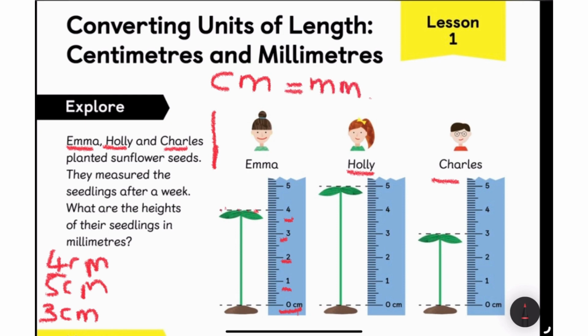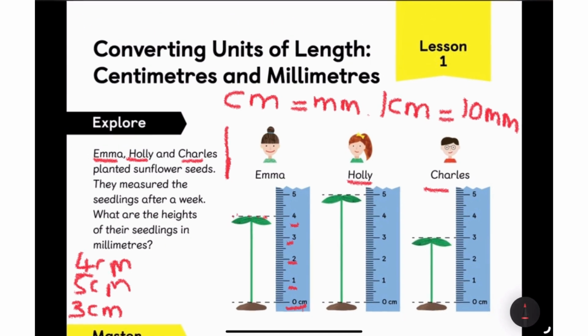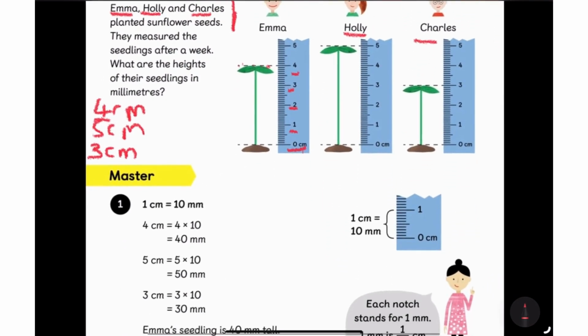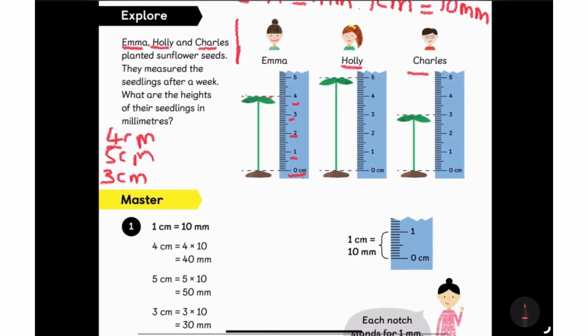That is how, as and when we go ahead, I will give you the key as well. So let's understand how they got it. For Emma, we had already marked 4 centimeters. I gave you the key as well, that 1 centimeter equals 10 millimeters. Therefore, why am I converting centimeters to millimeters? Because my question is asking, what are the heights of the seedlings in millimeters?